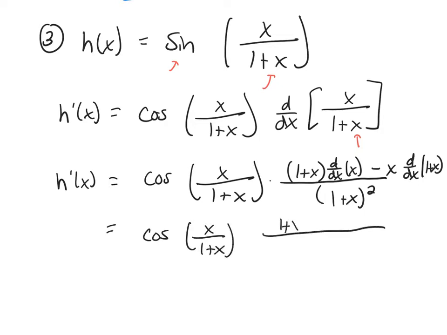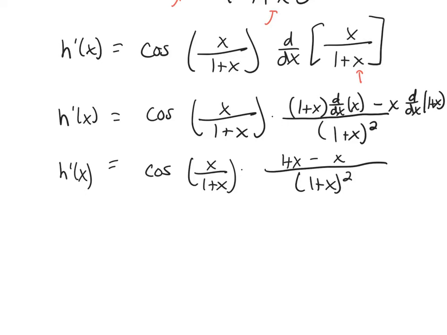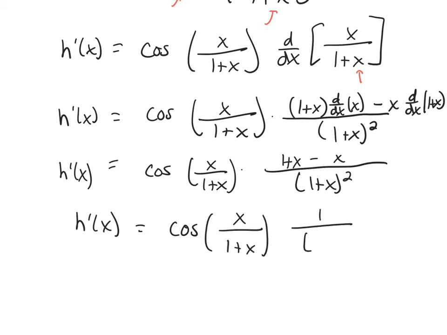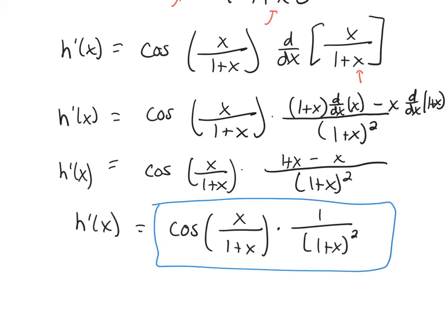So it looks like I have 1 plus x. The derivative of 1 plus x is 1, so minus x. If you want to simplify that second fraction, you can simplify it a little bit into cosine of x over 1 plus x, 1 over 1 plus x squared. These are being multiplied, and there's my derivative.